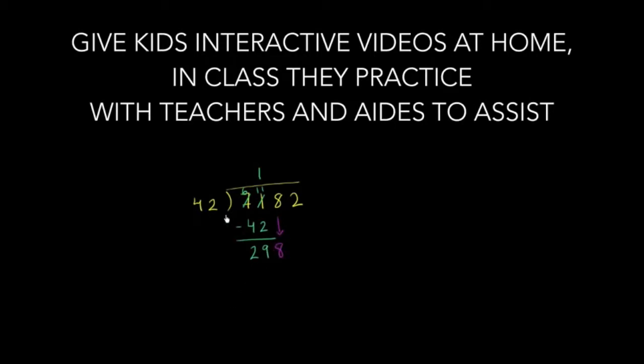And now this is where the art happens when we're dividing by a multi-digit number. We have to estimate how many times 42 goes into 298. And sometimes it might involve a little bit of trial and error. So you really just kind of have to eyeball it. If you make a mistake, try again.